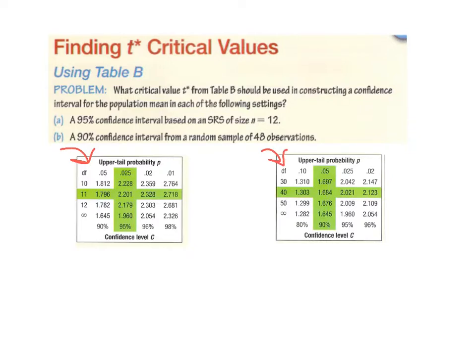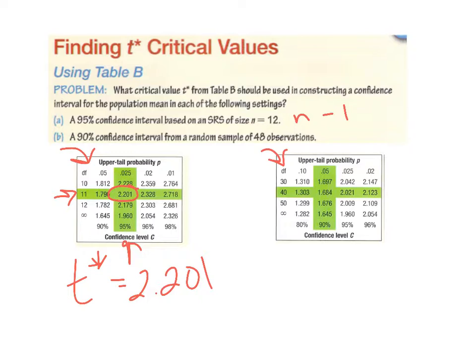So for the first example here, my degrees of freedom are n minus 1, so I'm looking at the 11. And then you'll notice down along the bottom of the table are some of our more common confidence interval levels that we would need. Okay? And so this one we want 95%. So our critical value here, our t star here, is 2.201.